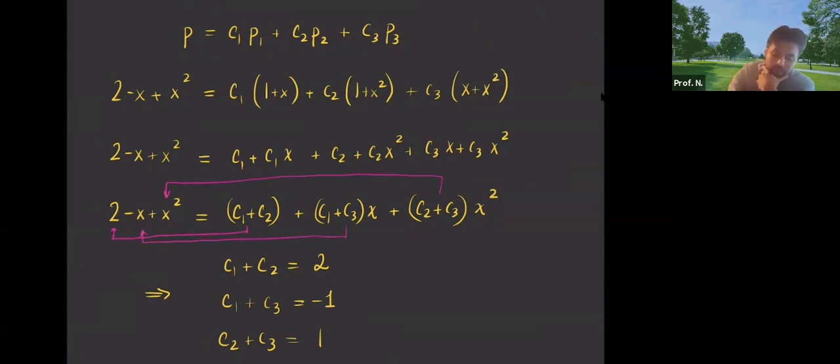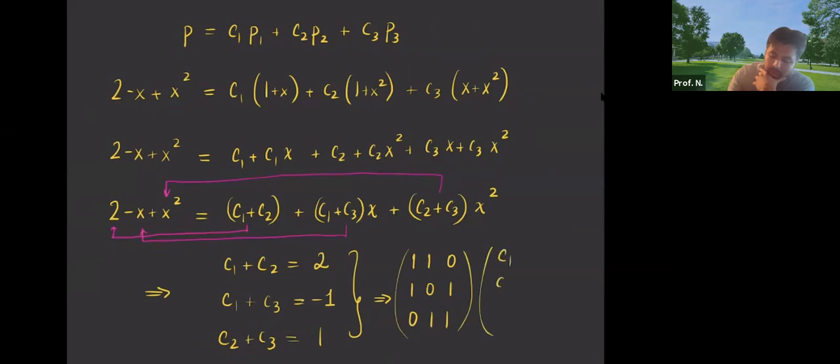Now from here, what can I do? I have a system of equations. I can set up the coefficient matrix now. This becomes 1, 1, 0. This is 1, 0, 1. And this is 0, 1, 1. Multiplied by C1, C2, C3. This equals 2, -1, 1.